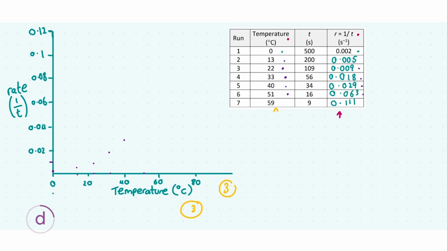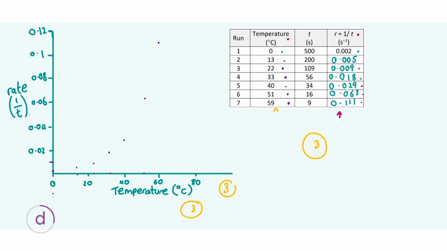So we were at temperature 51, and the rate of reaction was 0.063. Okay, and then the last one, temperature is 59 and the rate of reaction is 0.111. Okay, so now you have all 7 points plotted. So you're going to get 3 marks for plotting them accurately, and you'll probably be more accurate again using graph paper. And as I said, just to reiterate, you should always be doing your graphs in pencil because it's very easy to make a mistake with them.